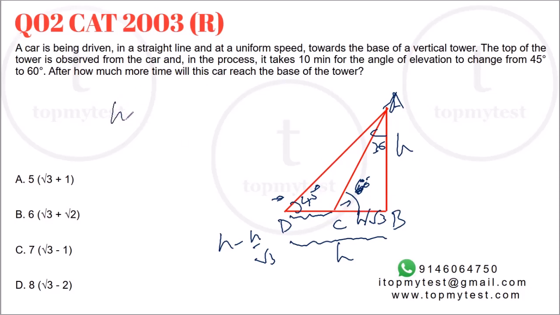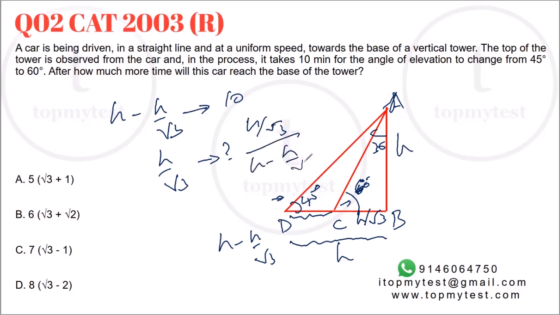So to cover a distance H minus H by root 3, it took 10 minutes. How much additional distance does it cover? The distance CB, which is H by root 3. How much time will this be? Now we can use proportionality. So this question mark value will be H by root 3 divided by H minus H by root 3, into 10. Now this is independent of H. If you resolve this, it will be 1 by root 3 divided by root 3 minus 1 by root 3, into 10.